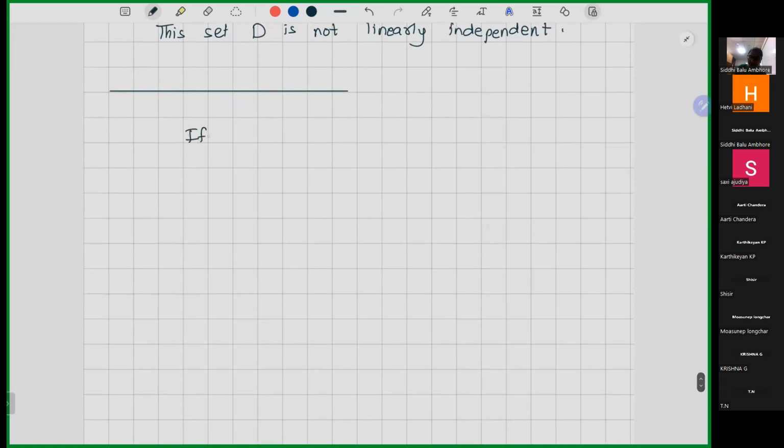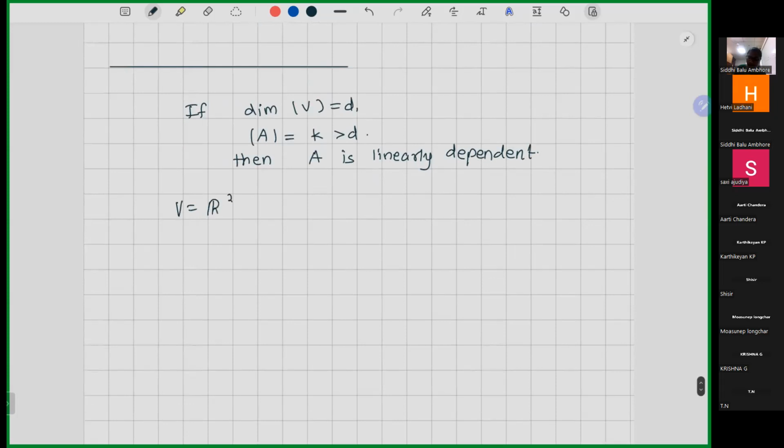If V has dimension D, or dimension of V is D, and if any set A has cardinality some K which is greater than D, then A is linearly dependent. So in that case, if my V is R3, and any set A with cardinality greater than 3, that is 4, 5, 6 onwards, then we can directly say that it is linearly dependent.